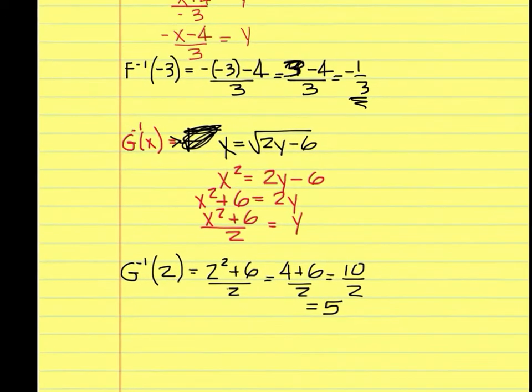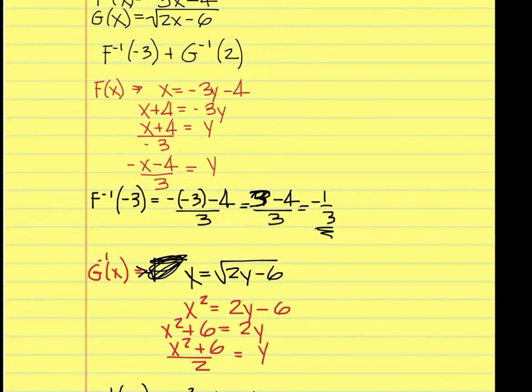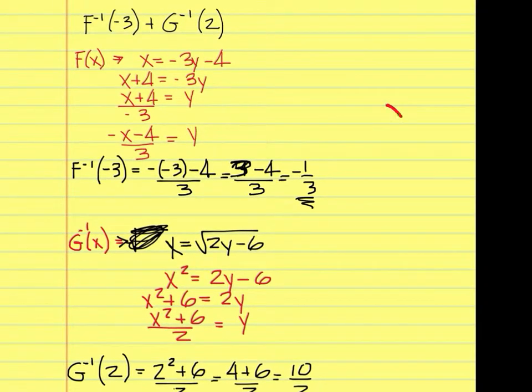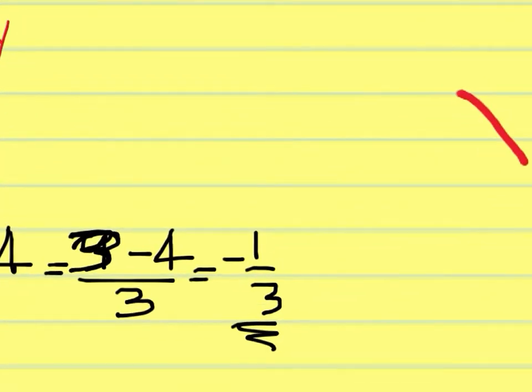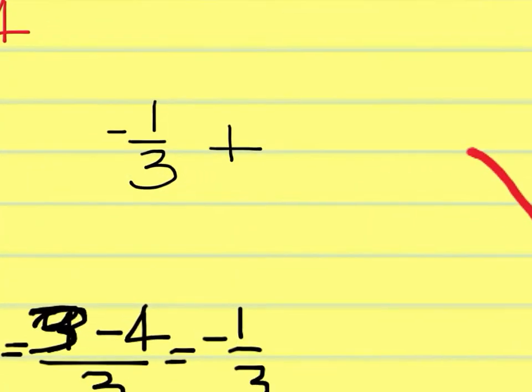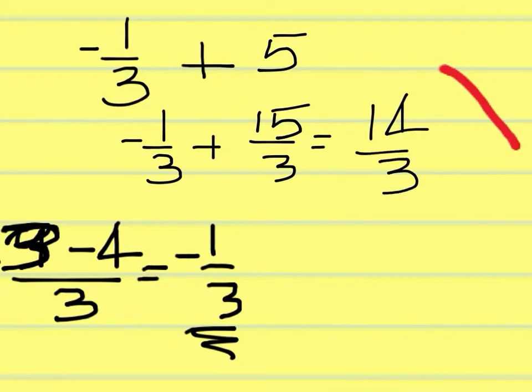So the problem altogether is the inverse of f of negative 3 plus the inverse of g of 2. So the f goes first, and we'll pick that up here with a negative 1/3. And then we have to add to that what we found down here for the g function, which is 5. Common denominator would have to be 3. So a negative 1/3 plus 15 over 3 would be 14 over 3. As a mixed number, it is 4 2/3.